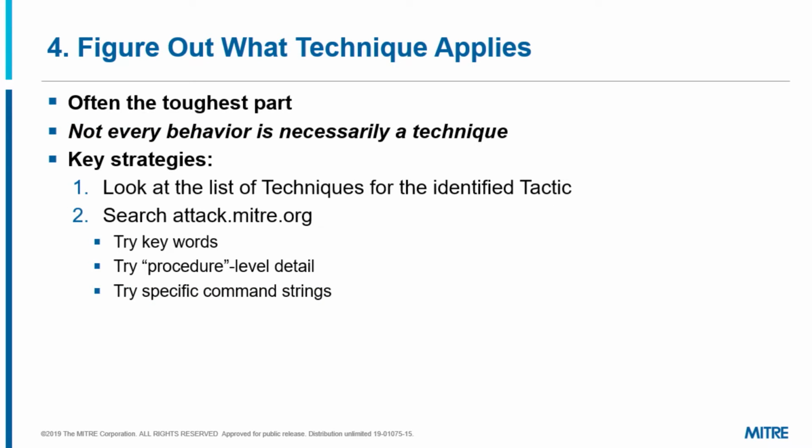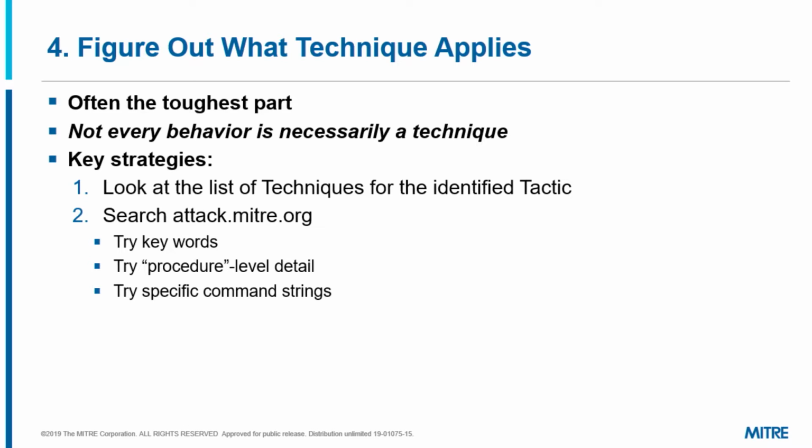Next step of the process, figure out what technique applies to that behavior. This is often the toughest part of this entire process, made more difficult by the fact that not every behavior necessarily maps to a specific technique. So some of that is just knowing ATT&CK, knowing what techniques we have. That goes back to step 0 of understanding ATT&CK. But even if you don't know every technique, we have some simple strategies that can help you figure out how to successfully map your intel to ATT&CK, even if you don't know every ATT&CK technique in the book.